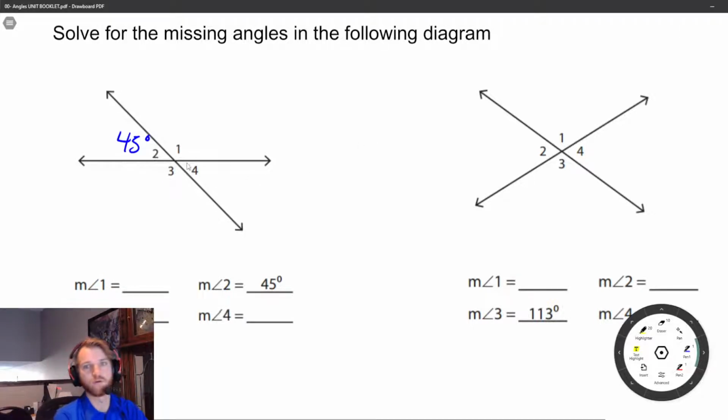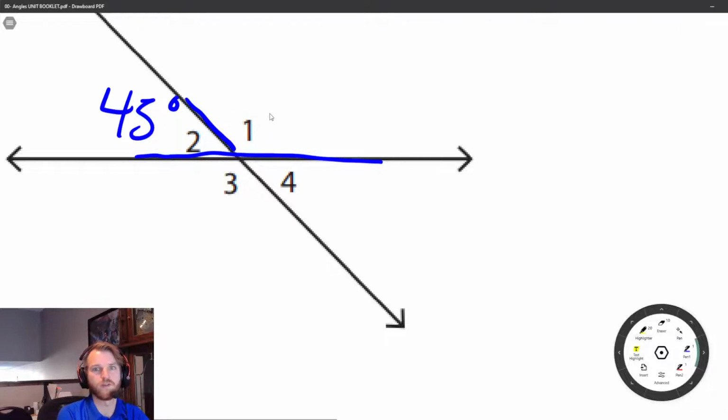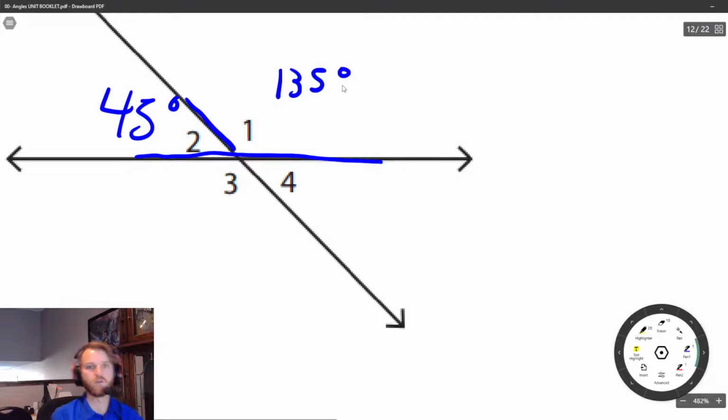Well, we can figure all these out very easily by thinking of those supplementary angles. So here we have a straight line that's being split. So this would be 180 degrees. So 45 plus this angle have to equal 180 degrees. So 45 plus 135 degrees would give me 180. So now I've solved one of them. That's angle 1. Now I need to find the other ones.